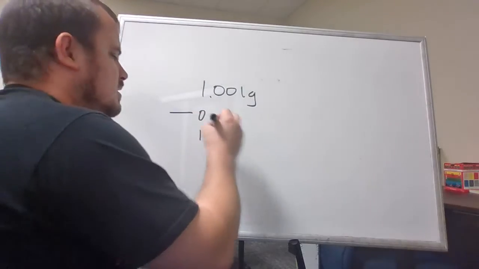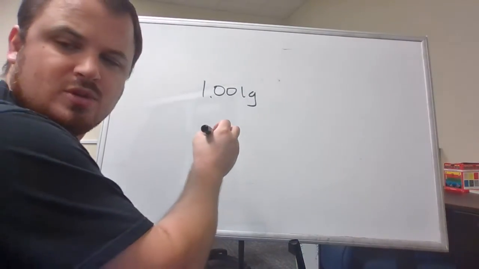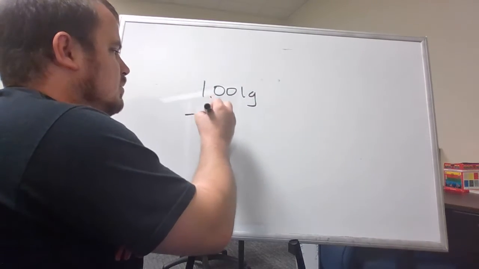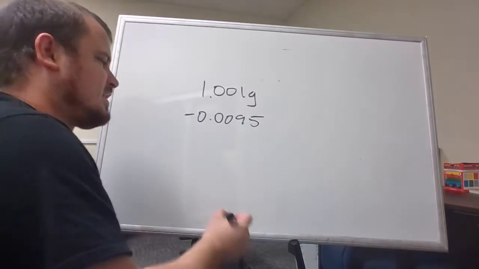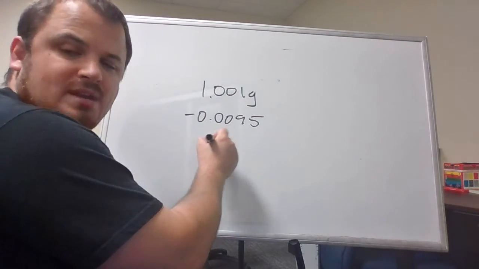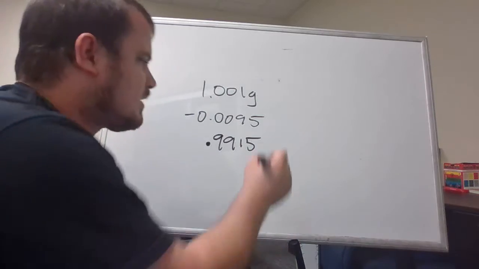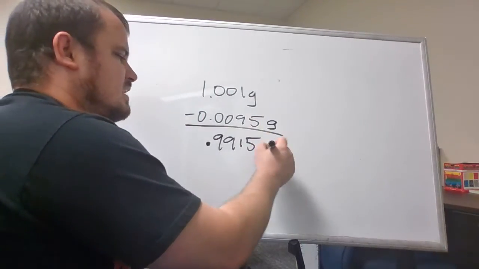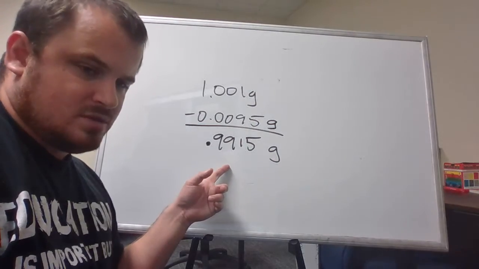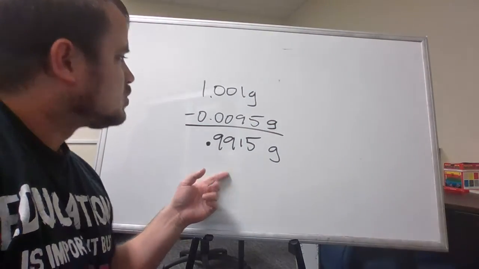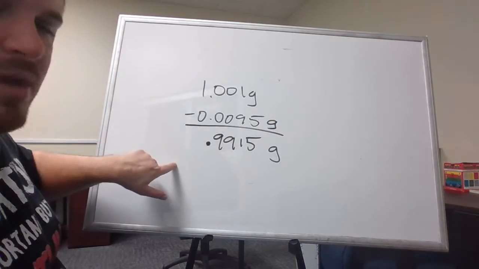Our answer should be, so when we do minus 0.0095, yeah, I would borrow all the way over if I did it the long way. So we get 0.9915 grams. So this is grams. Okay, so when we do this, that's our answer. And it's kind of like, what in the world? So look at what we need to pay attention to now. We have this long answer. We need to round somewhere.